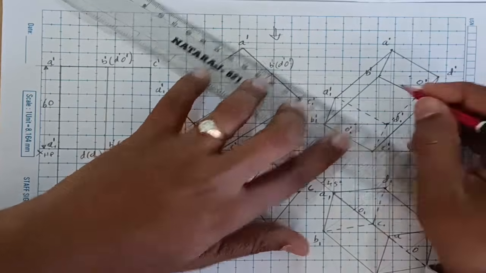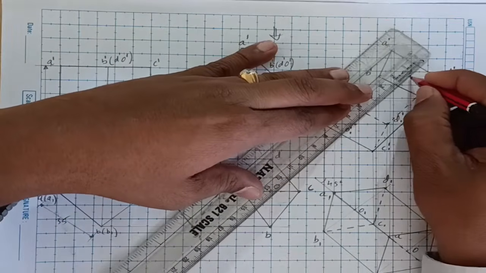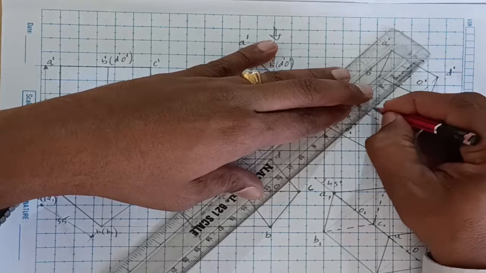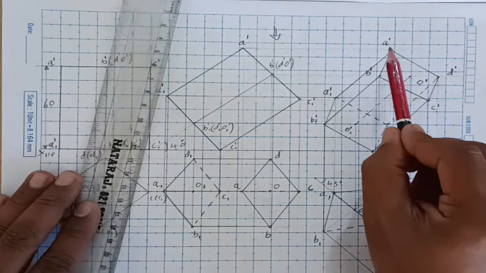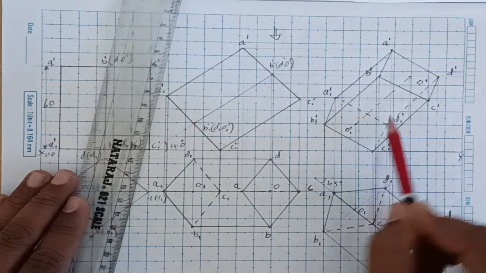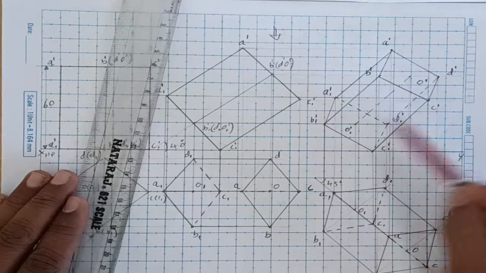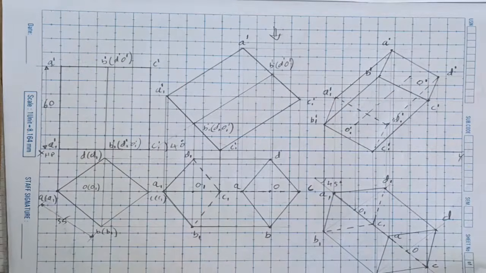And the last, center O to O1 you can join, that is O dash to O1 dash, join with the axis line. Now check whether any edges are missing. A dash, B dash, C dash, D dash join, A1 dash, B1 dash, C1 dash, D1 dash join, A dash to A1 dash, B dash to B1 dash, C1 dash to D1 dash, everything is joined. Now the problem is completed.